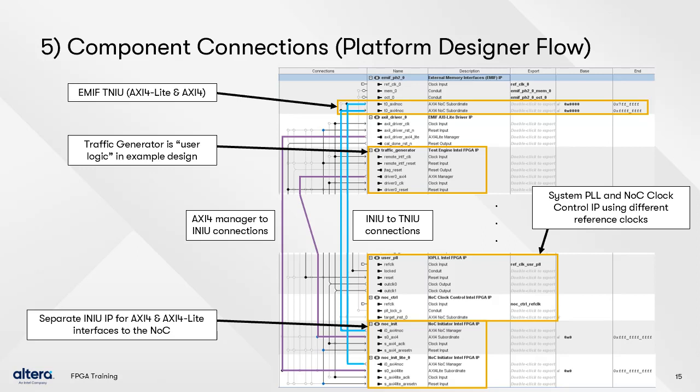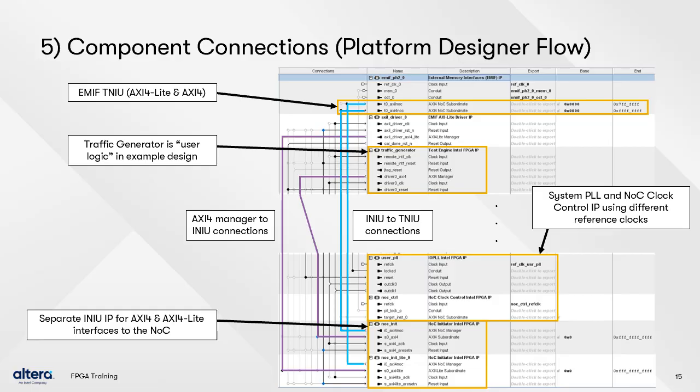Two instances of the NoC initiator IP are used, one for the Axie4 interface and one for the Axie4 Lite interface. The instance naming, NoC init versus NoC init Lite, indicates which is which. While these could be combined into a single instance of the IP, the generated example design always separates them into two separate instances. On the initiator IP, you can see Axie4 manager interfaces named I0 Axie4 NoC, with I0 indicating these are the INIUs.